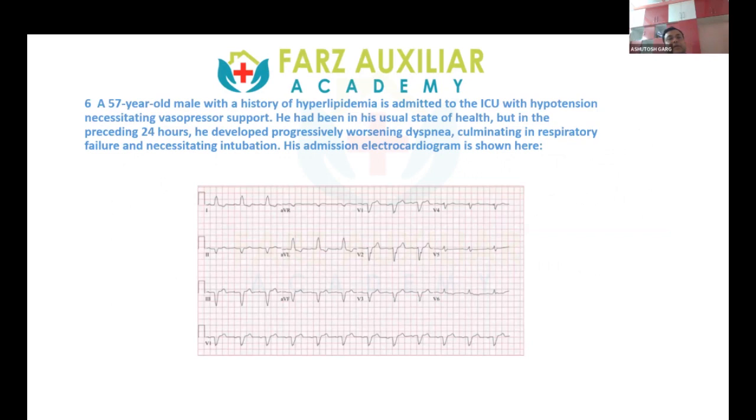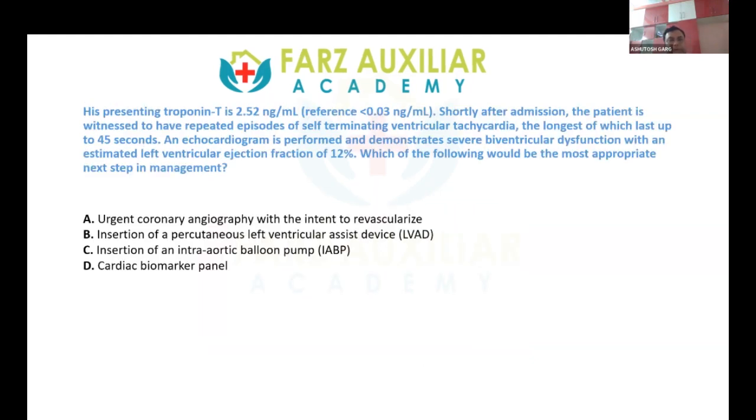Next, a 57-year-old male with a history of hyperlipidemia is admitted to the ICU with hypotension necessitating vasopressor support. He had been in his usual state of health, but in the preceding 24 hours, he developed progressively worsening dyspnea, culminating in respiratory failure and necessitating intubation. His admission ECG is shown here. His presenting troponin is 2.52.